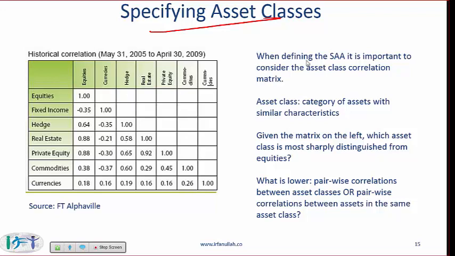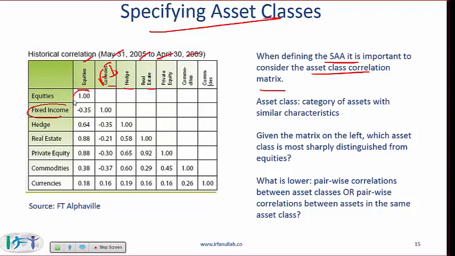So that's the point here. When defining the strategic asset allocation, it is important to consider the asset class correlation matrix. Each of these are different asset classes: equities, currencies, hedge funds, real estate. These are different asset classes, and the same applies over here. Actually, there's a slight issue here. This is fixed income. This should also be fixed income.